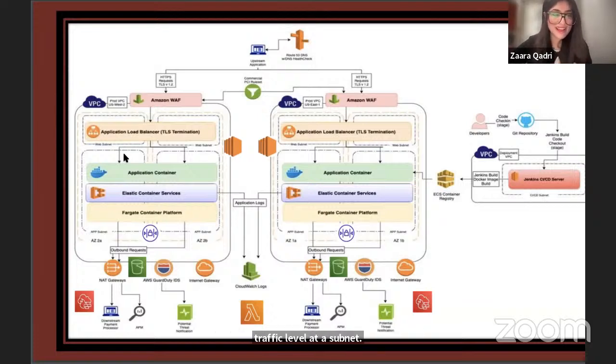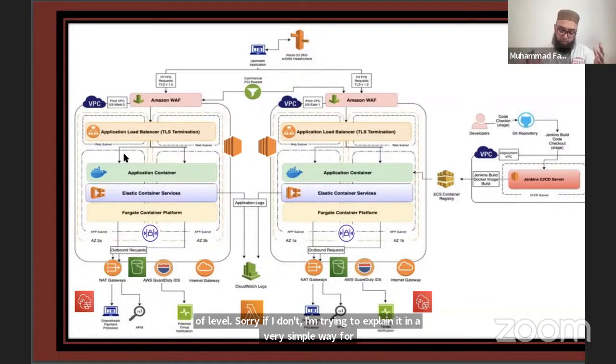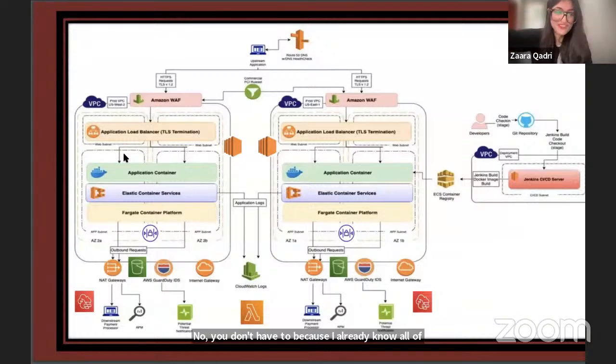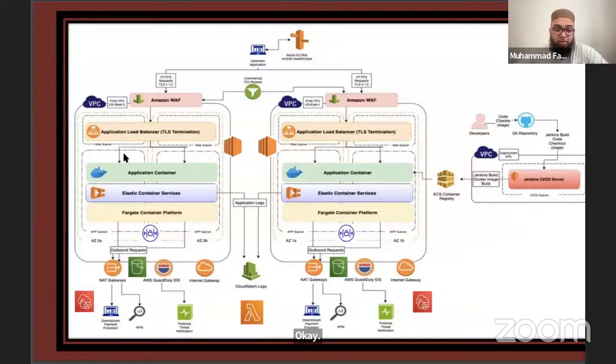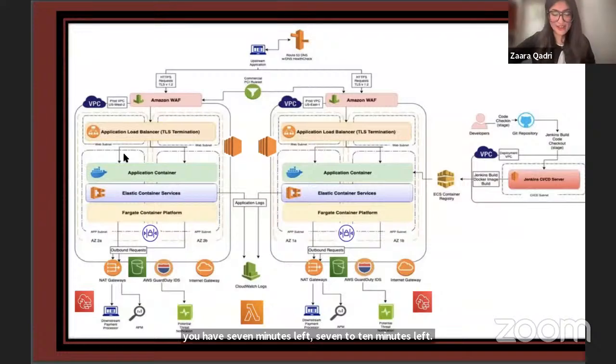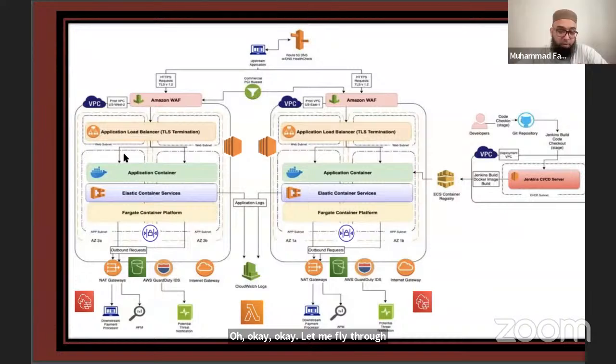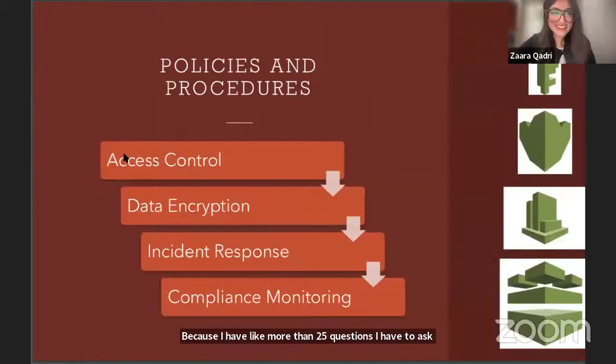Sorry if I don't explain, I'm trying to explain it in a very simple way for those of you who don't know, but because I already know about all of these things, you can skim through them quickly. You have 7 to 10 minutes left. Oh, okay. Let me fly through this then. I have more than 25 questions I have to ask you regarding all of these things that you have mentioned here. Okay, perfect. Let me just skip through that then.